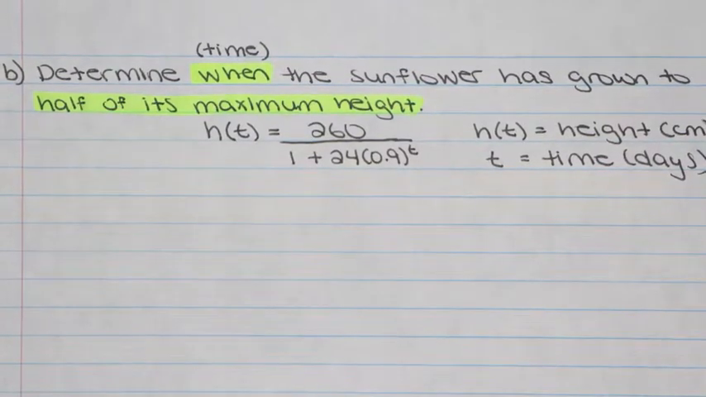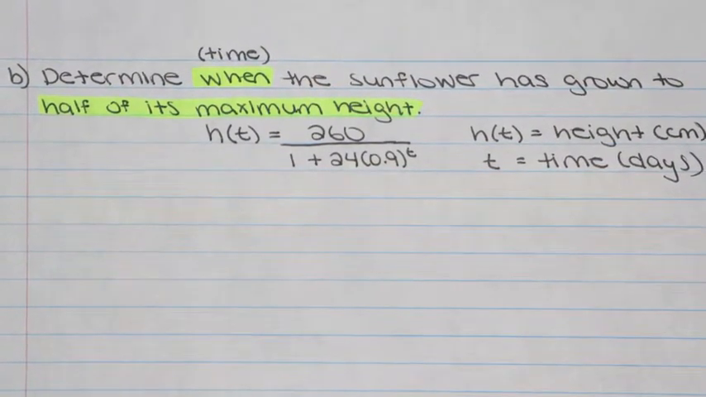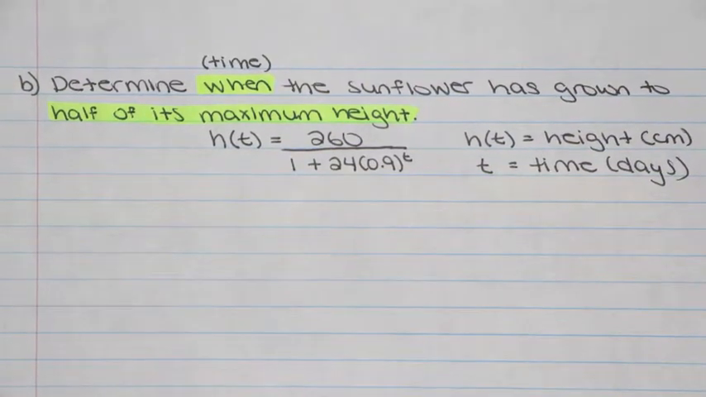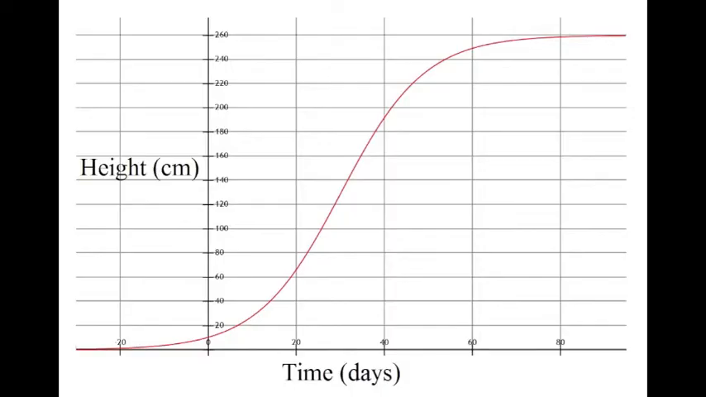Part B of this question reads, determine when the sunflower has grown to half of its maximum height. The first step is to determine what the maximum height of the sunflower is. Looking at the graph, it is clear that the flower will reach a maximum height of 260 centimeters.